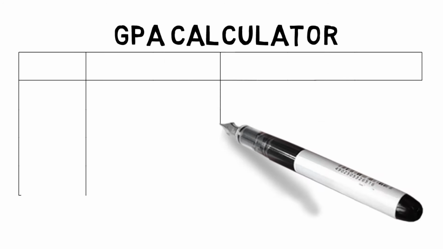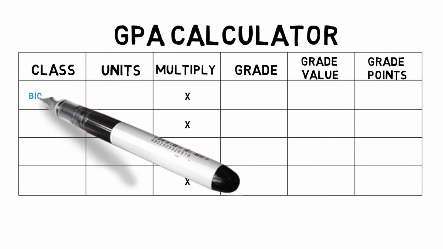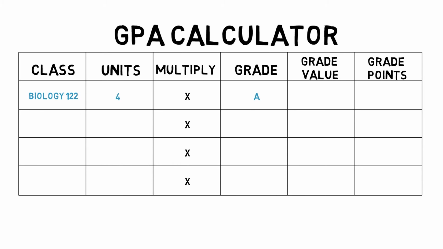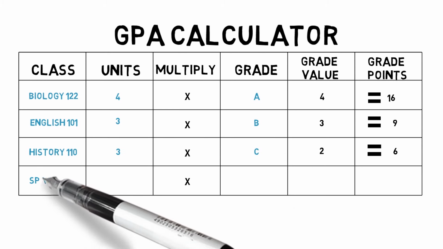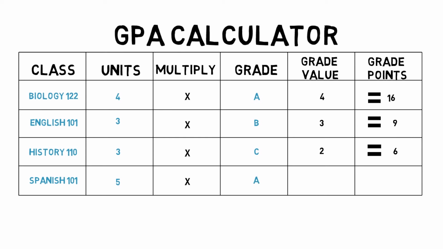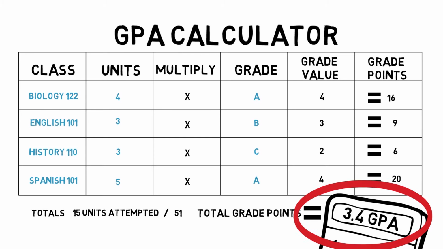Figuring your grade point average isn't complicated thanks to GCC's online GPA calculator. You enter the number of units your class is worth, then enter your grade for each class. After you enter all of your class units and grades for the semester, the calculator works its magic.